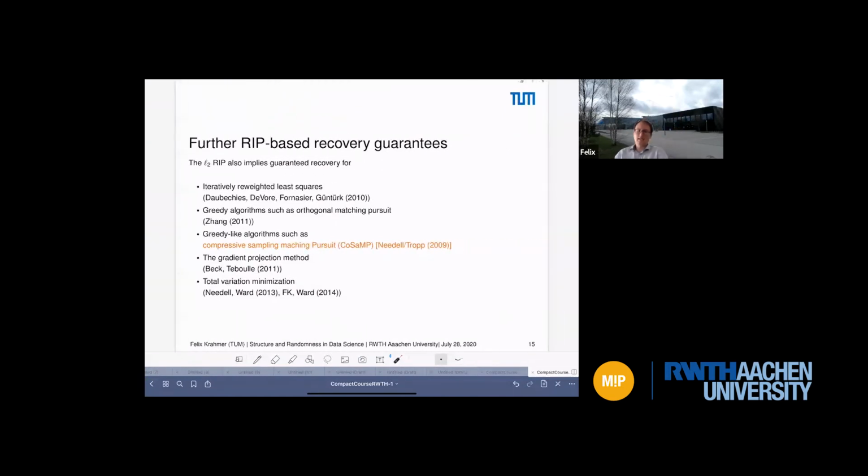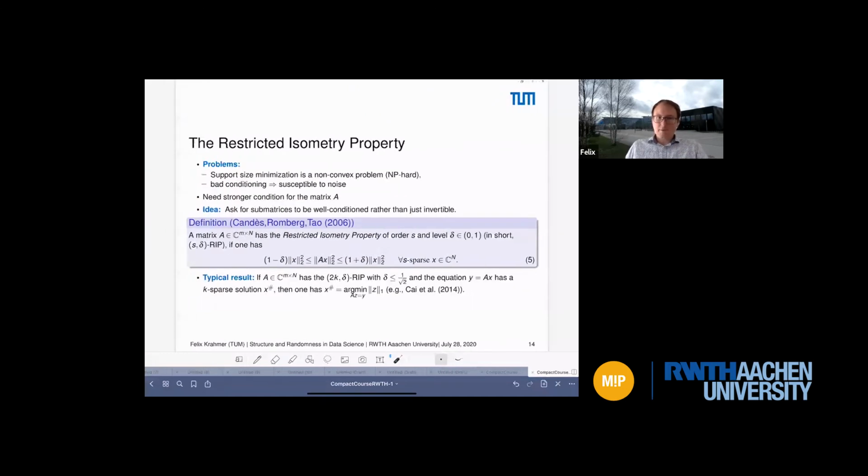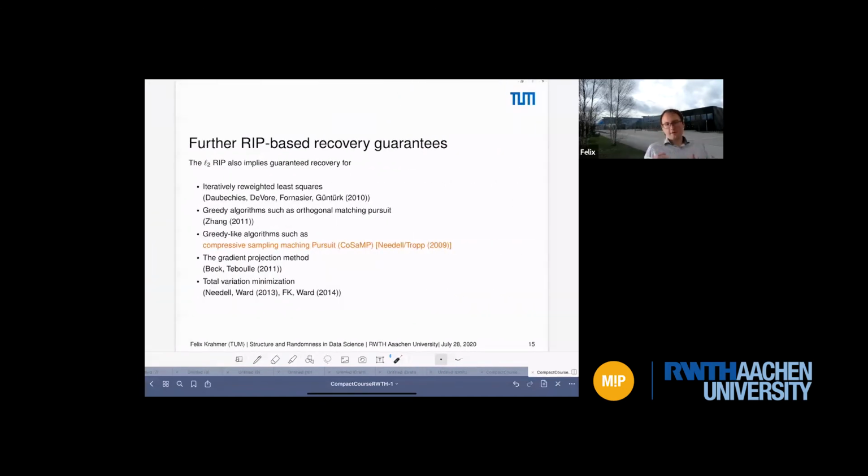But before we do that, let's talk a little bit about different algorithms, and I will just walk you through a number of examples. The restricted isometry property has the advantage that I've given you an example for L1 minimization, but a lot of different algorithms really use this conditioning structure and can deduce recovery guarantees. This includes iteratively reweighted least squares methods, where you have a least squares problem and you adjust the weights in an iterative manner. Then there are greedy algorithms, orthogonal matching pursuit. I will not tell you what these are exactly.